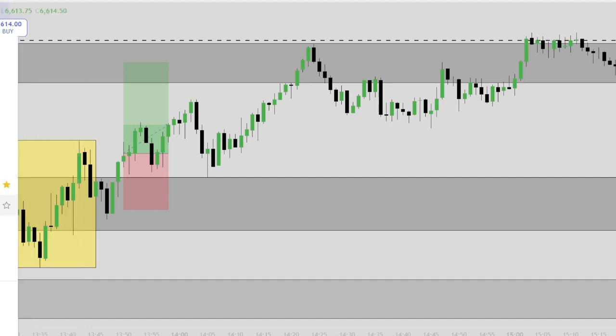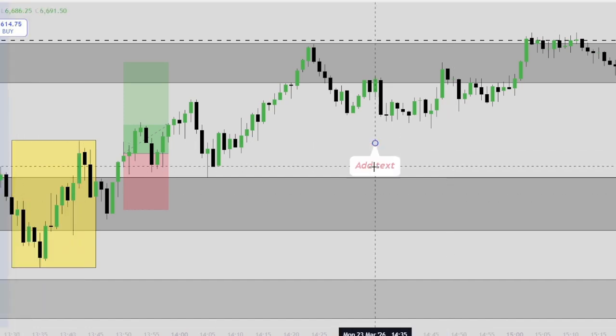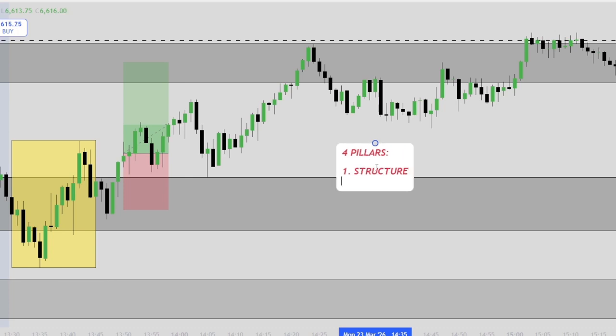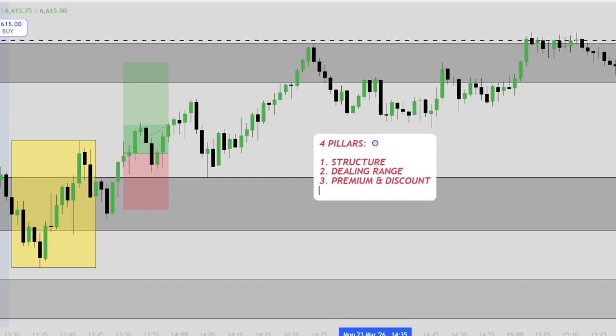So when you take a breakout, there's a lot of things that go into a breakout. The first thing you want to understand is what we call the 4 pillars. Now, the 4 pillars is basically this, right? I'm going to be going over these in a lot of detail in this video. So market structure, and then we have our dealing range, and then we look at premium and discount. And after premium and discount, we look at our FVGs, or fair value gaps. So those are the 4 things that we look at.